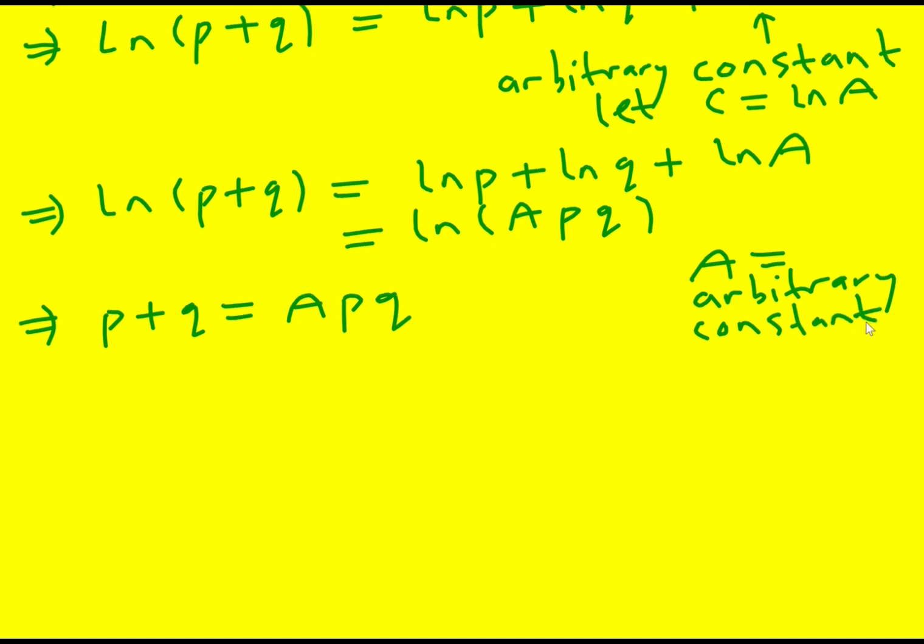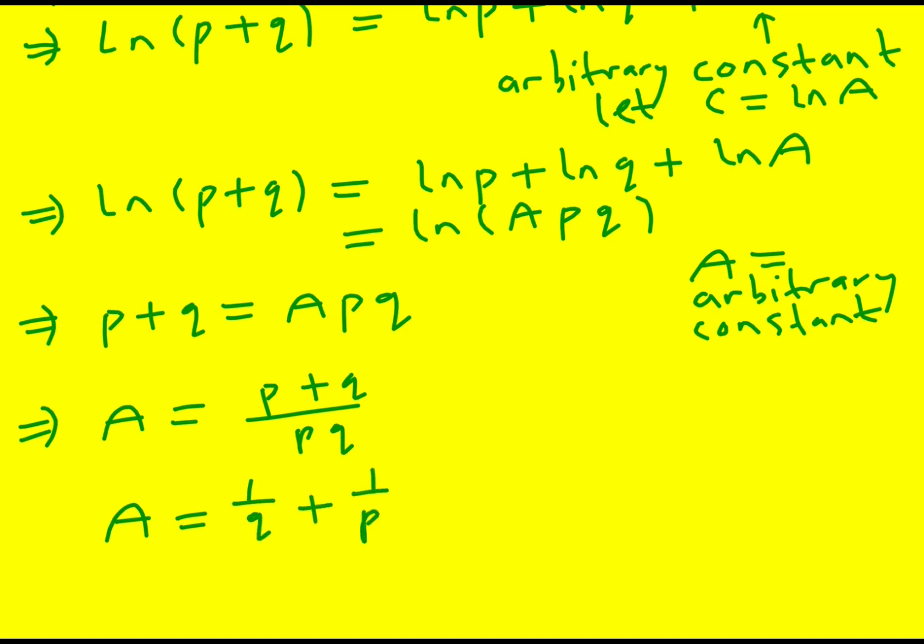Now I think we can neaten this slightly because we can divide through. So A is going to be P plus Q over PQ, which actually, if you simplify it, becomes 1 over Q plus 1 over P. And in our words, the reciprocals of the functions add or sum to give a constant.